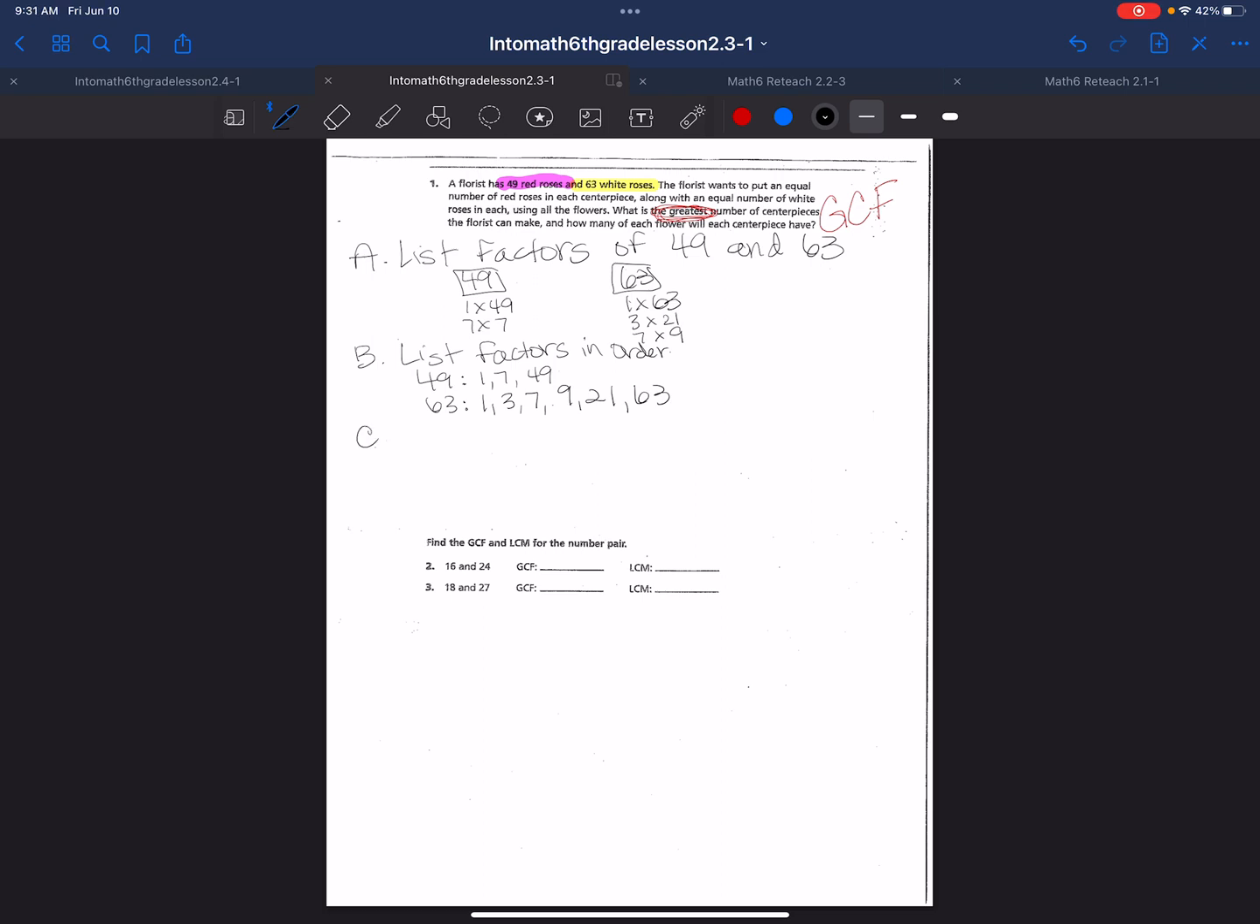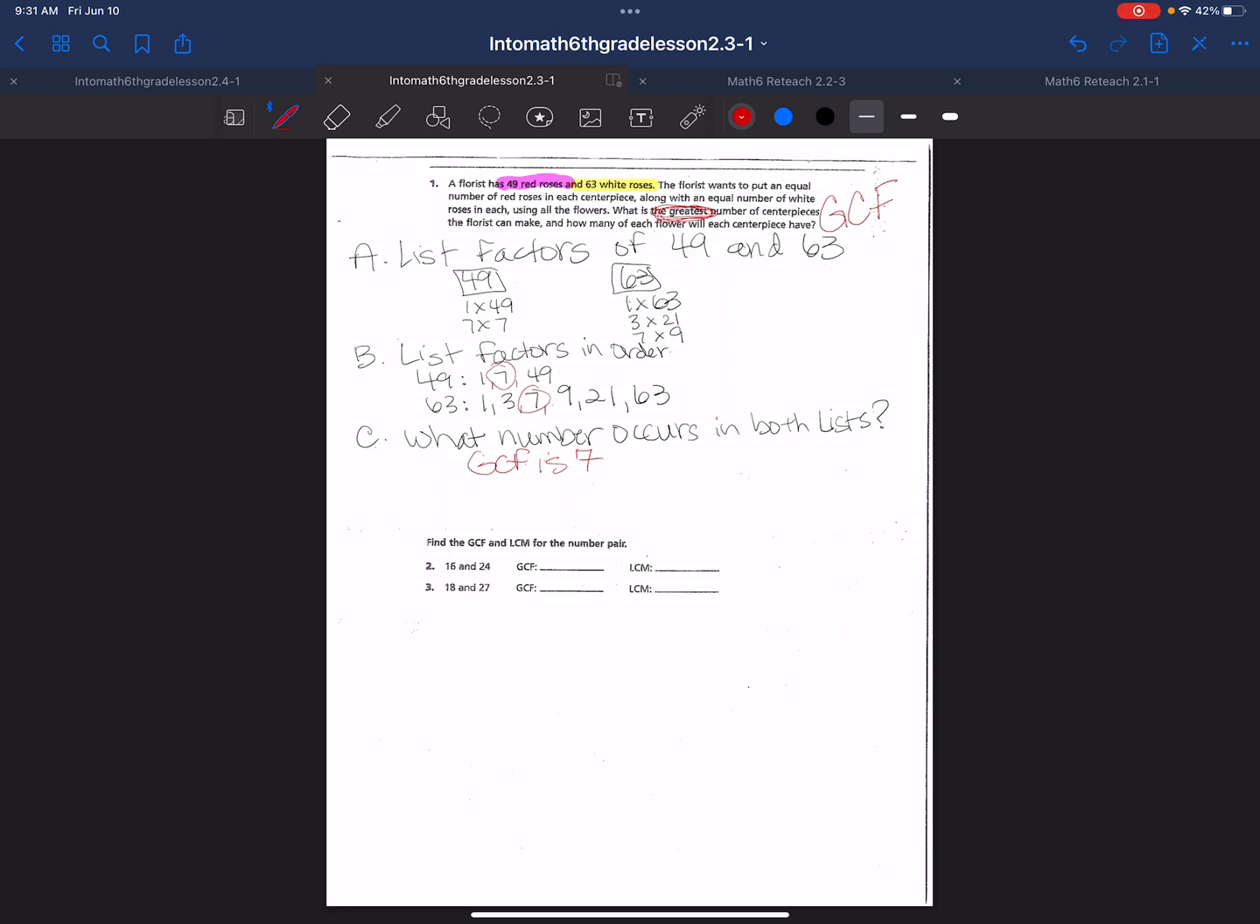Then I need to look at my list and we need to say what number occurs in both lists. And I want to find the greatest number that occurs in both lists, not just any number. So I know in this example, 7 is the greatest number that is included in both lists. So then, therefore, I know that the GCF, the greatest common factor, is 7.